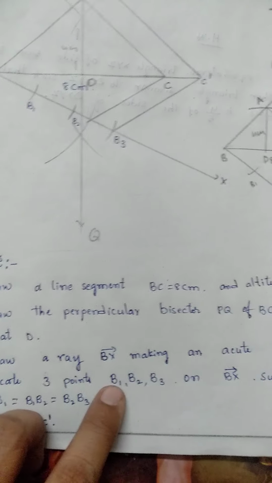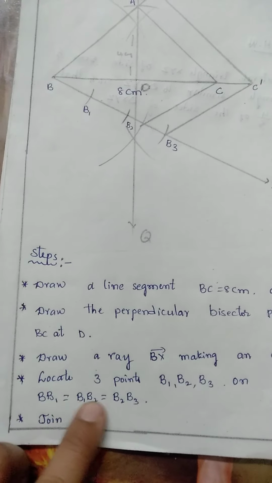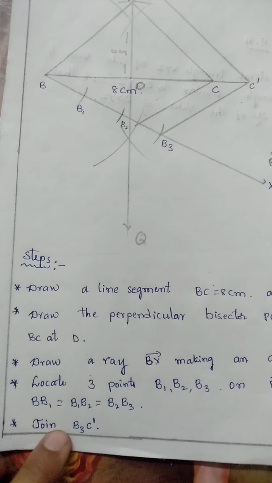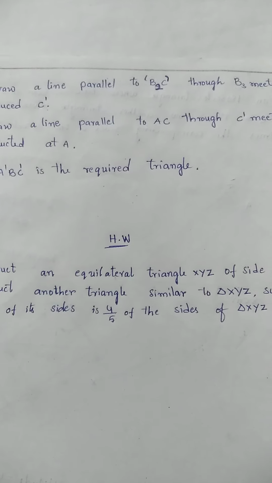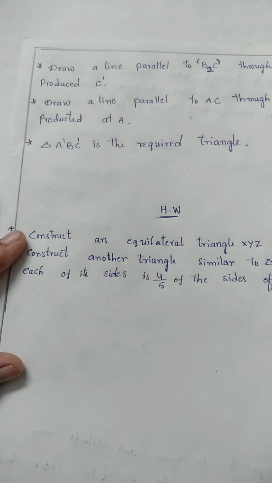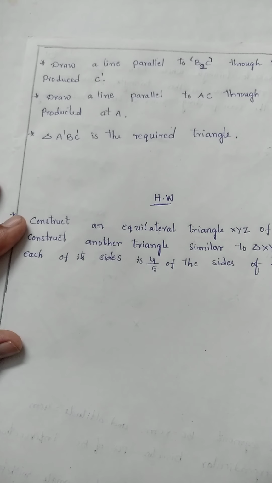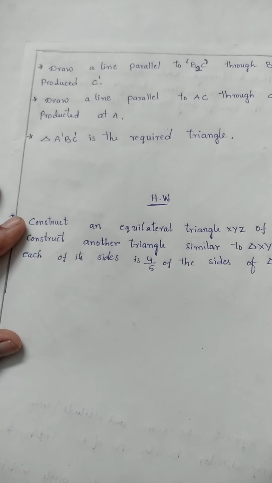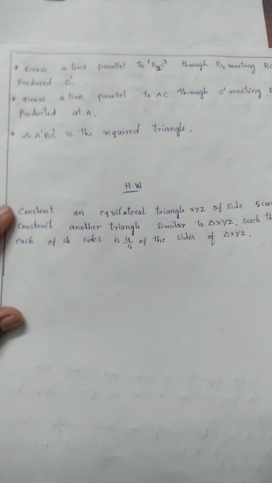Okay, draw a ray BX making an acute angle with BC. Next, locate 3 points B1, B2, B3 on BX such that BB1 equals B1B2 equals B2B3. Join B3 C dash. Next, draw a line parallel to B2C through B3 meeting BC produced at C dash. Draw a line parallel to AC through C dash meeting BA produced at A dash. Therefore, triangle A dash B C dash is the required triangle. So it is the construction of the triangle.